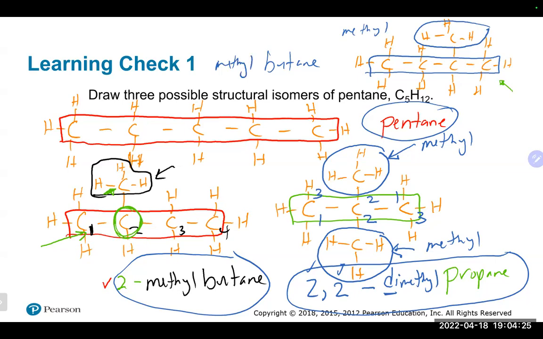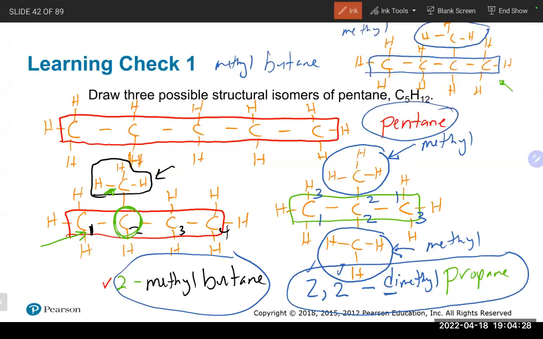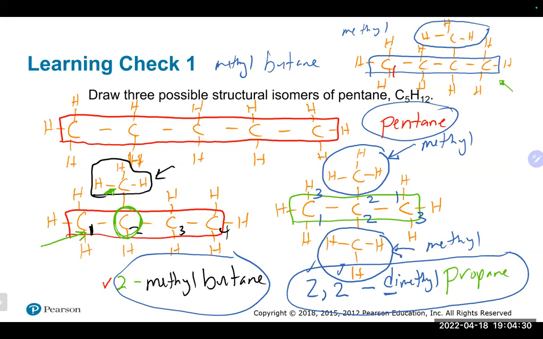Numbering this chain going left to right, this would be carbon 1, that would be carbon 2, that would be carbon 3, that would be carbon 4. Going right to left, this would be carbon 1, carbon 2, carbon 3, carbon 4. Going left to right, my group is at carbon number 3. Going right to left, my group is at carbon number 2, which is the proper way you should go. So even though it is drawn differently, we're still going to go with the lower number, which in this case is actually 2-methyl butane.